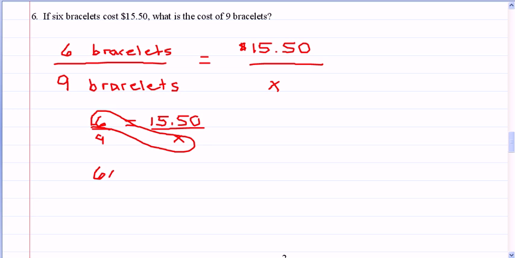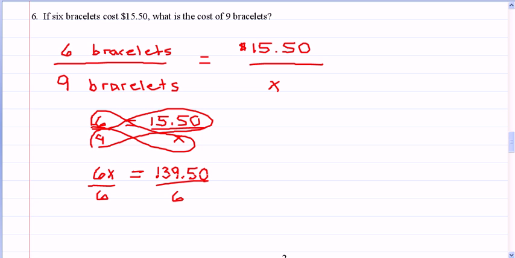So I have 6x, and then 9 times 15.50, and 9 times 15.50 is 139.50. Place an equal sign in between, and then divide both sides by 6. I'll show you the division on the side.